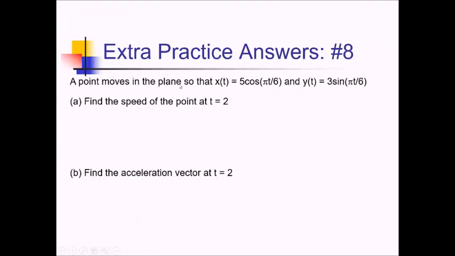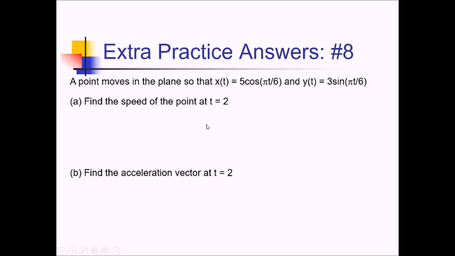On this problem, I have a point moving in a plane so that we have the x and y values given at different times. We have this parametric setup here. For my first task, I want to know the speed of the point at time 2. So for this, I'm going to need to know the derivative of the position, so the velocity basically, the x and y of the velocity at time 2. And I'm going to need to square those and square root that whole thing after I add those together.